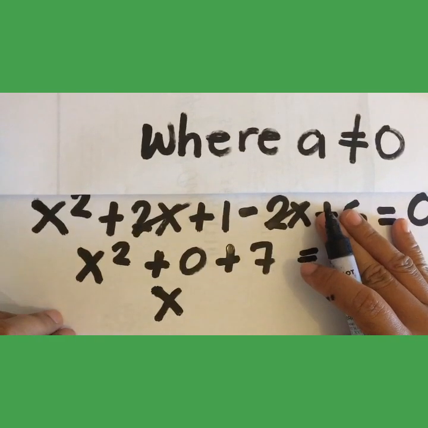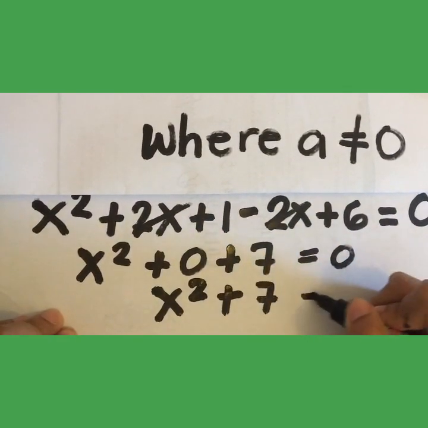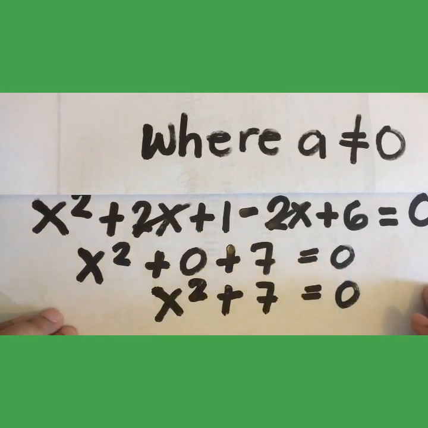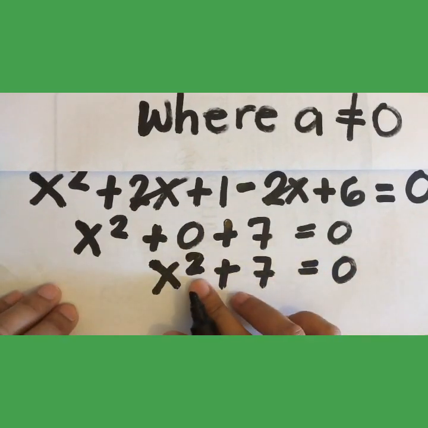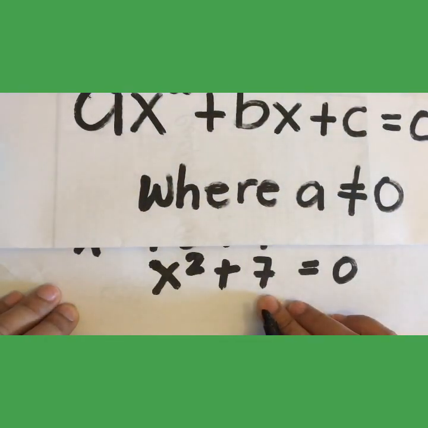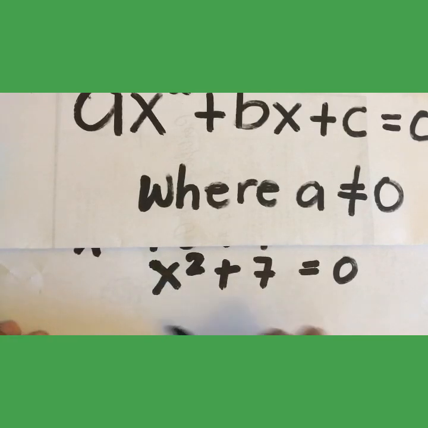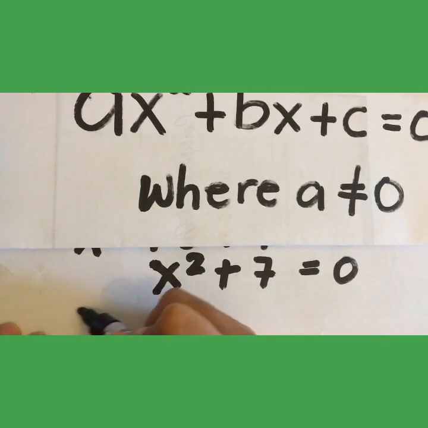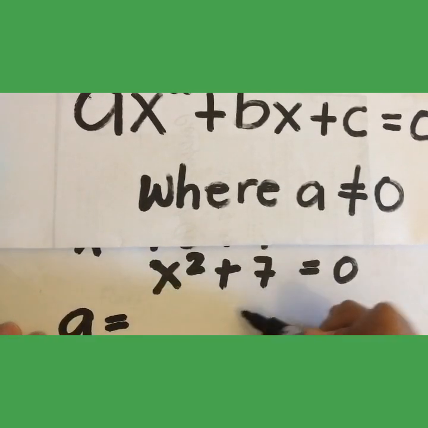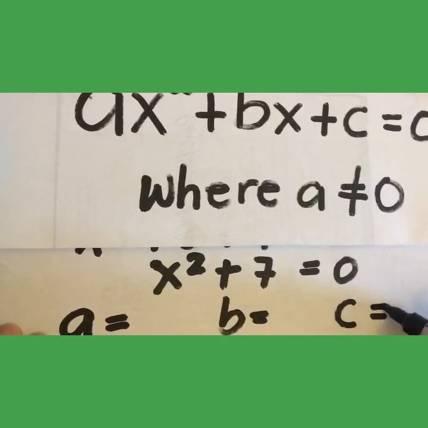Our final equation will be x squared plus 7 equals 0. Okay? So, the highest degree is 2. And we have the constant, but you don't have the bx, which is 0. So, now we can already determine the values for a, b, and c.